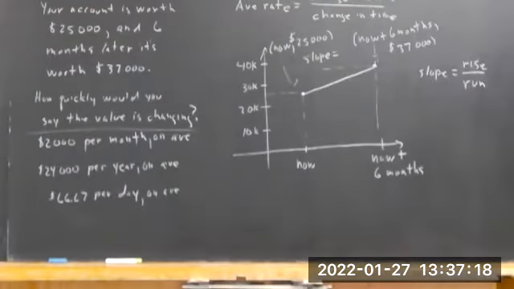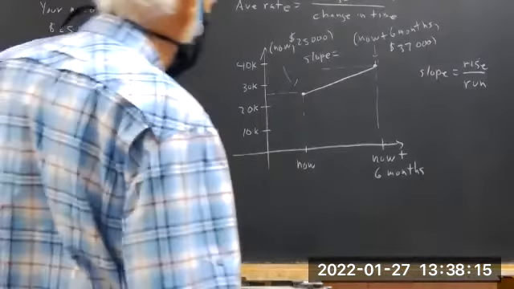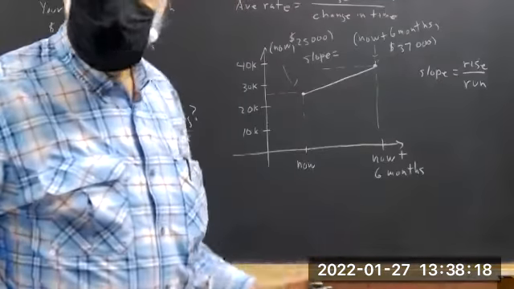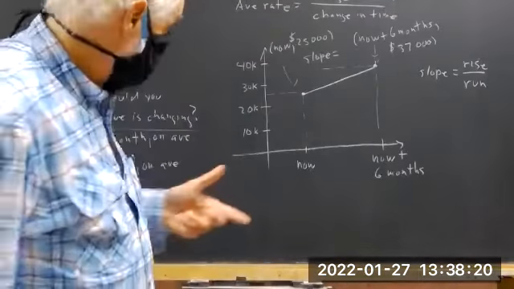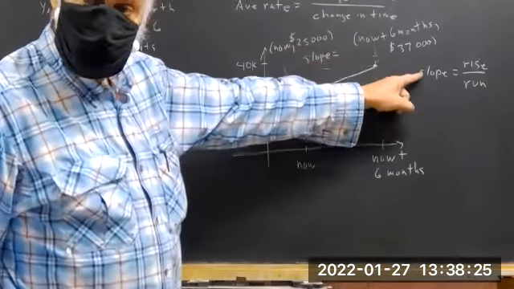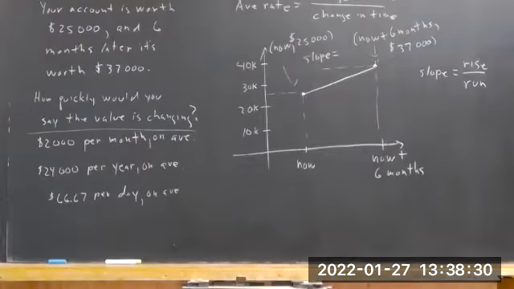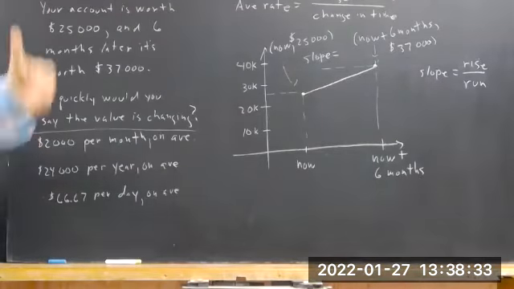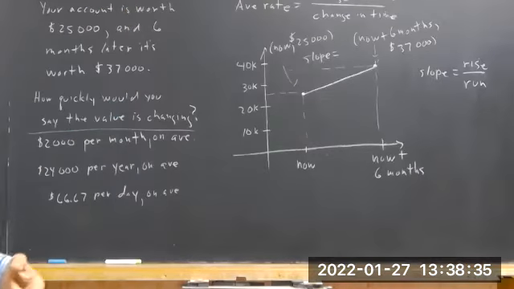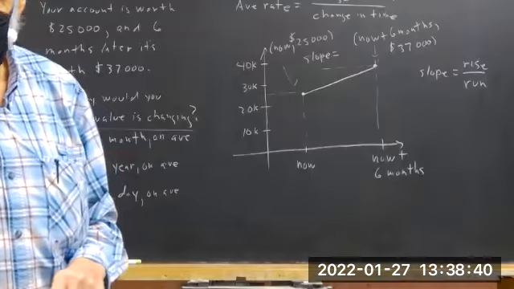Let's see if anybody can tell me anything about the rise and the run of this graph. Okay, so I think we got a pretty good answer. Turns out it's $12,000. Why $12,000? Because you start at 25,000, you go up to 37,000. And we understand the importance of the 12,000. That's how much money you gain in the 6 months, which you then divided by 6 months to get the $2,000 per month.